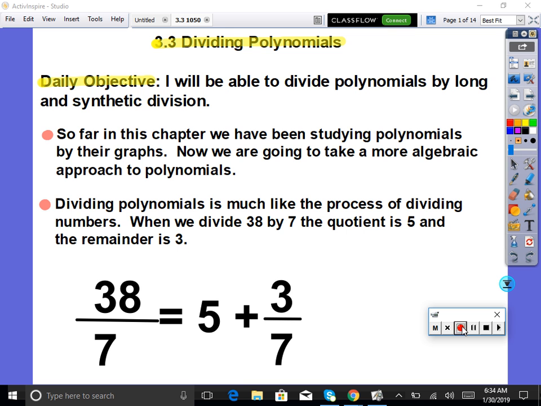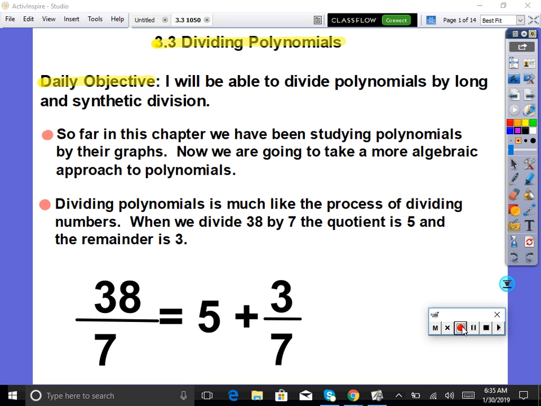So far in this chapter, we have been studying polynomials by their graphs. Now we're going to take a more algebraic approach to polynomials by using division. And it's very procedural. You follow exactly the steps I give you. Dividing polynomials is much like the process of dividing numbers. A lot of us get out of the habit of knowing how to actually do this because we have calculators and whatnot. So let's look here.